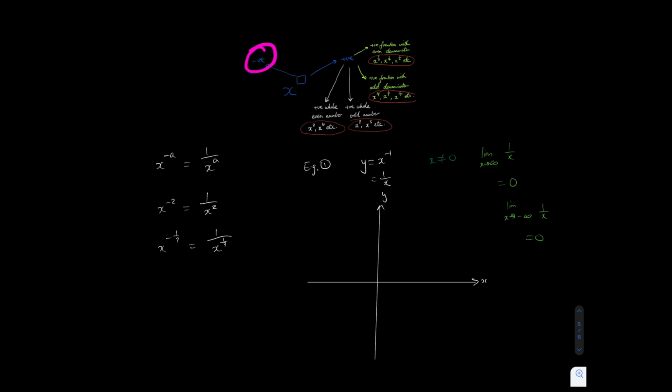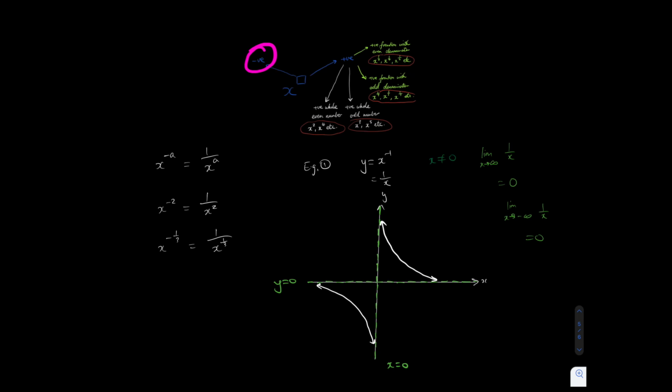So let's draw those asymptotes in. And the graph of y equals 1 on x looks something like this. When x is positive, 1 on x is positive. When x is negative, 1 on x is negative. So there are two things to note with this graph.